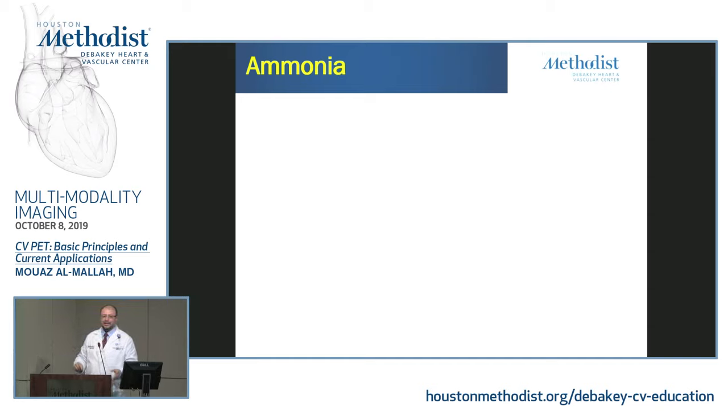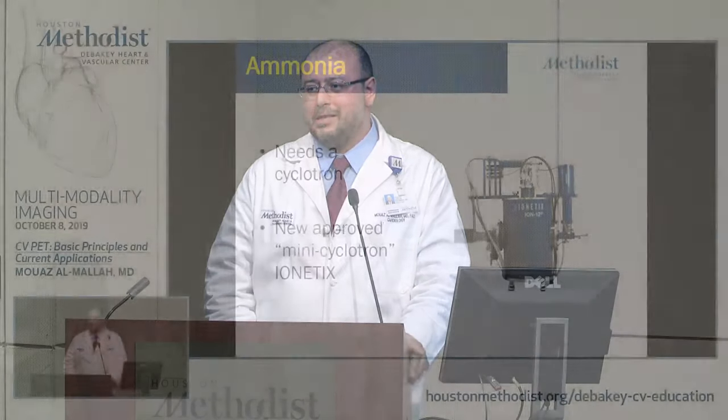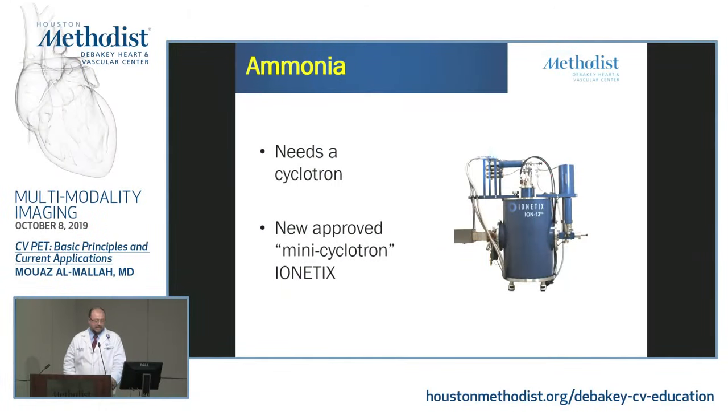So you can see, unless your cyclotron is next door, it might be a little bit challenging. And that's why some companies have tried to say, okay, you may not need a whole big, huge cyclotron to just produce ammonia. Why can't we make a quote-unquote mini cyclotron? And this is now FDA approved, so you can go and buy it. There is one site that I'm aware of that is using it. It's a company called Iontex. It will give you only ammonia, probably smaller than this.